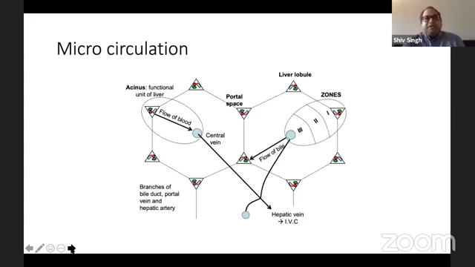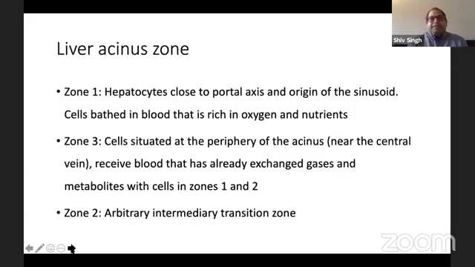So you should be able to draw these diagrams. You've got the portal triads, and it's like a hexagon with the central vein. And between the central vein and the portal triads, where you actually have the bile duct, portal vein, and hepatic artery, they are divided into zones 1, 2, and 3. So obviously zone 1 has the maximum amount of blood flow, and zone 3 has the least amount. And because of this, we will actually discuss how knowing the liver acinus as the unit of the liver is important.